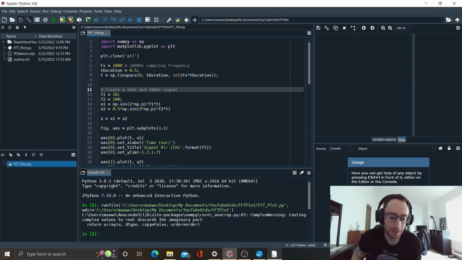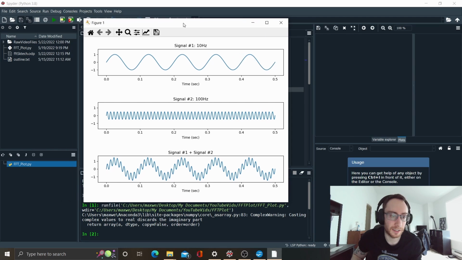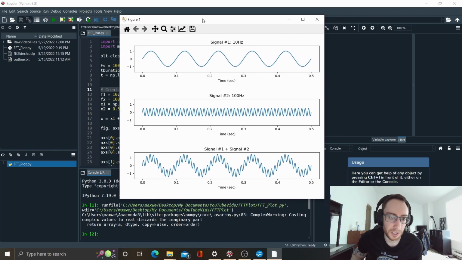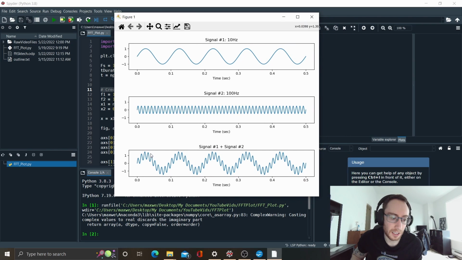The first thing I would do is show the person a plot like this. Here we have two signals: a 10 hertz sine wave and a 100 hertz sine wave. And on this bottom plot, this is just the sum of the two signals added together. The question will first be, can you just give me a rough sketch of what the Fourier transform of this signal would look like?